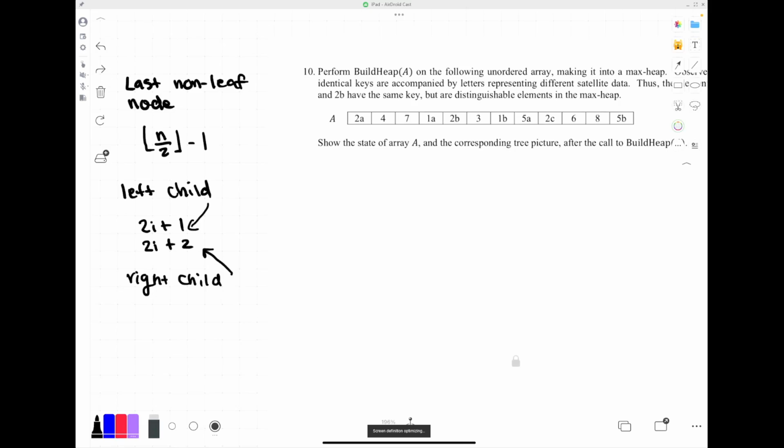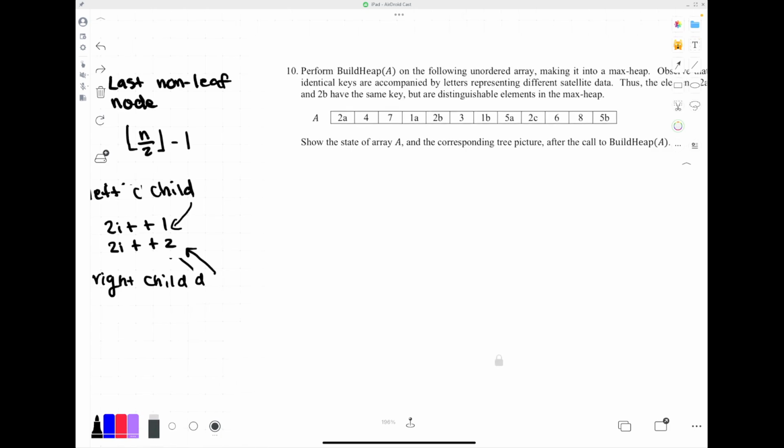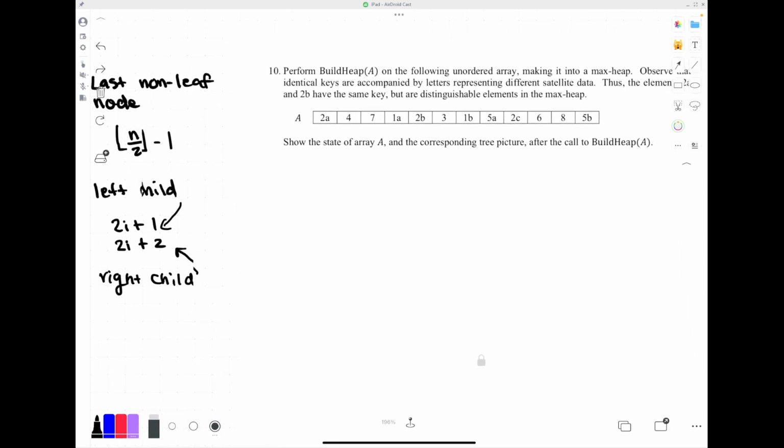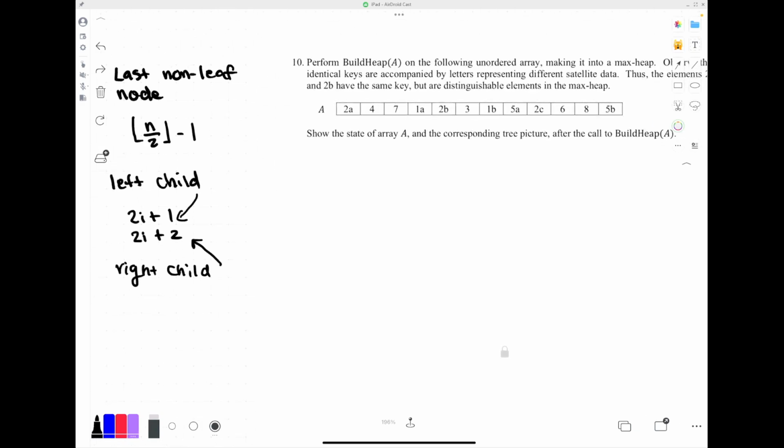Okay, so I'm going to go over problem number 10 on the study guide. Here is the formula for the last non-leaf node, which is the floor of n over 2, where n is just the length of the array, subtract 1, and this is the formula to find the left and right child. It's not really that important in terms of this problem. We don't really need it, but I think it's important to know.